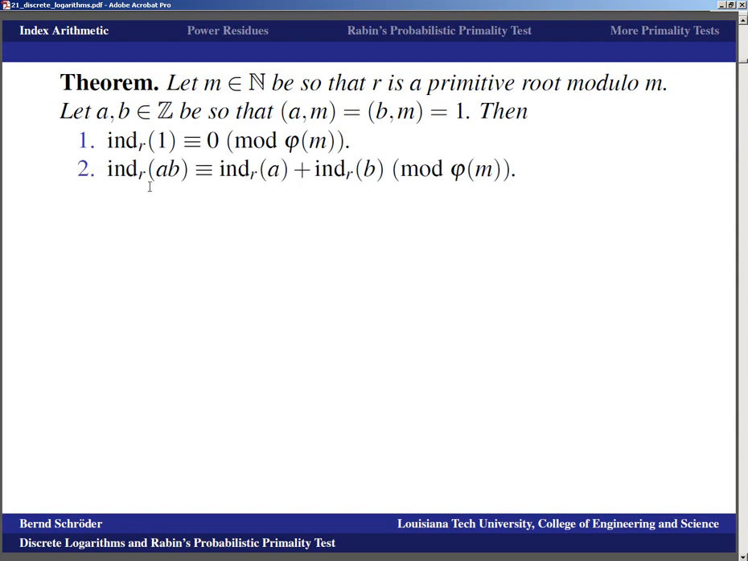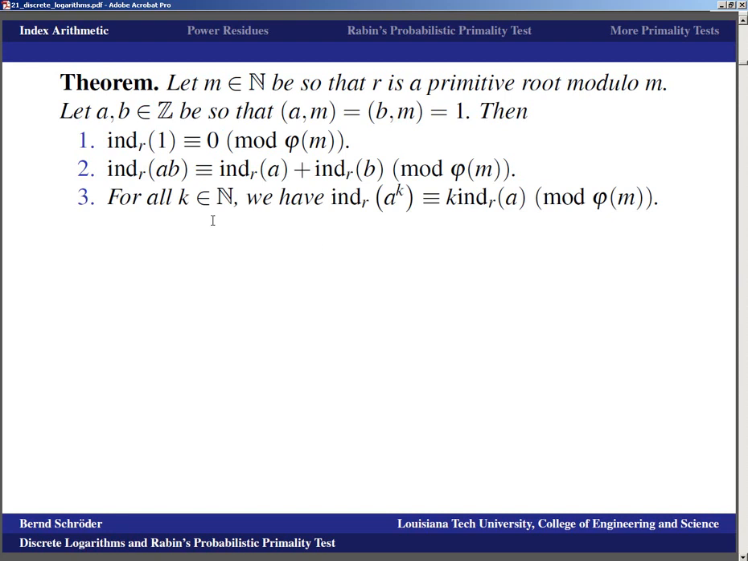The index of ab to base r is the index of a to base r plus the index of b to base r, again modulo phi of m. And for all natural numbers k, we have that the index of a to the k to base r is k times the index of a to base r modulo phi of m. And that is, of course, exactly like the logarithm laws that we know, except that we have to go into modular arithmetic and that our modulus is phi of m. And, well, we're going to see why in just a second.